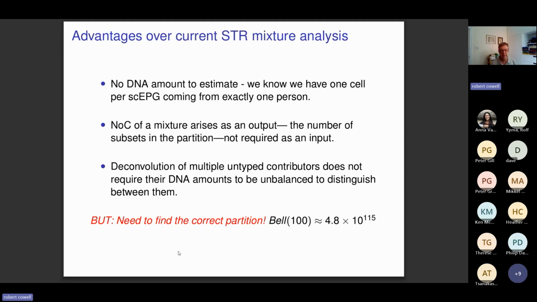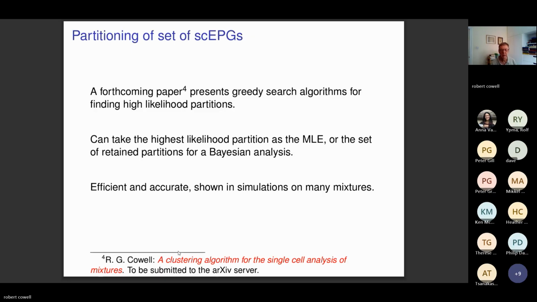But there is a but. We need to find the correct partition. If you have 100 cells, the number of partitions is given by the 100th Bell number, which, as you see, is a very, very large number. So an exhaustive search is out of the question. We need to do some heuristic searching. I have a paper coming out, which I'll put on the arXiv soon, details down there, in which I present greedy search algorithms for finding very high likelihood partitions.